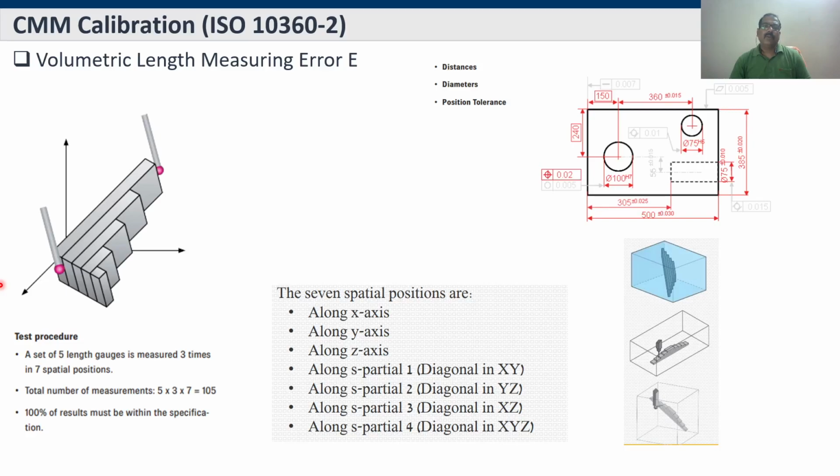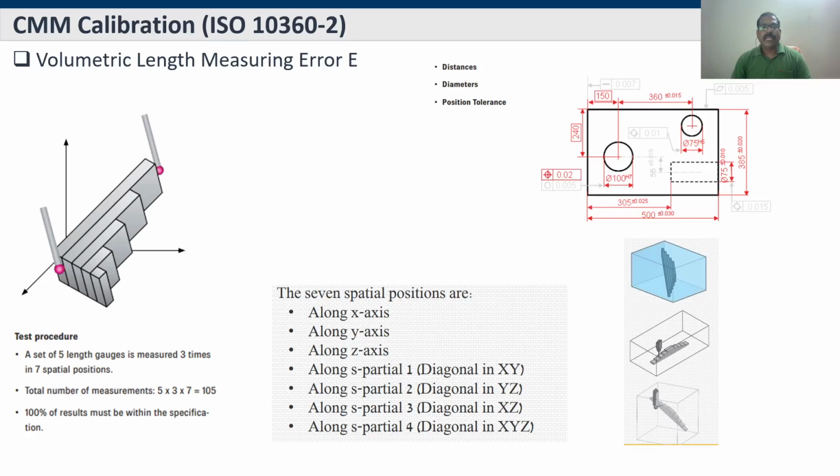After doing this calibration, we are sure that the length measurements we are doing will be right. Calibrated readings only we are taking. For example, distance, we can measure the diameter or positional tolerances. If you want to say it is a correct, accurate measurement, we should first do the volumetric length measurement test. So what is this test procedure?